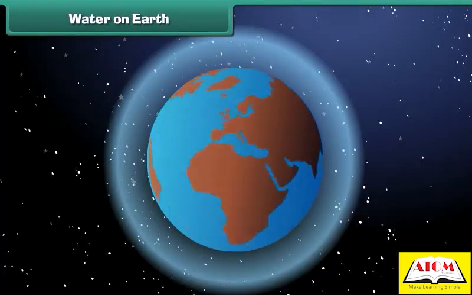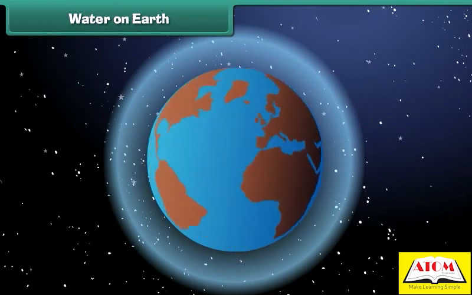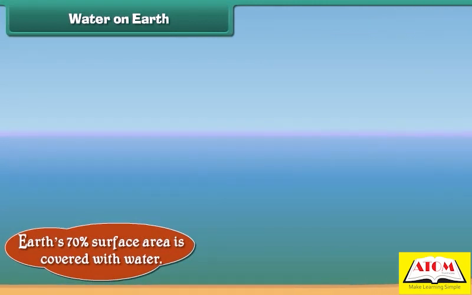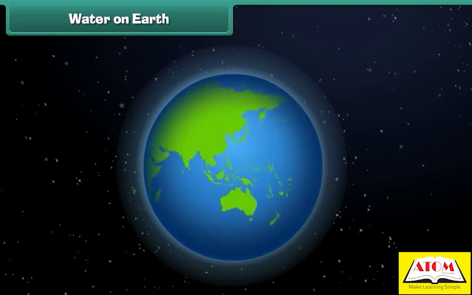Water is the most abundant substance present on the earth. In fact, our Earth's 70% surface area is covered with water. Do you know Earth is also called a blue planet because when seen from space, it appears blue due to water.